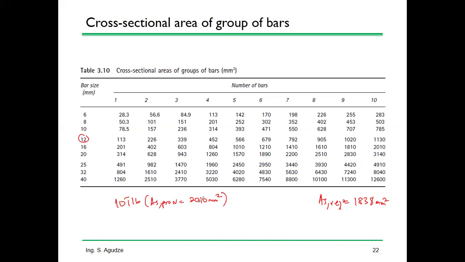What if we want to use diameter 20? For diameter 20, the next one would be 1890, and at the top it is 6. So we have 6T20. AS provided is 1890 mm squared. Well, let's take one more. Let's say diameter 25. We have 1960. So we have 4T25.